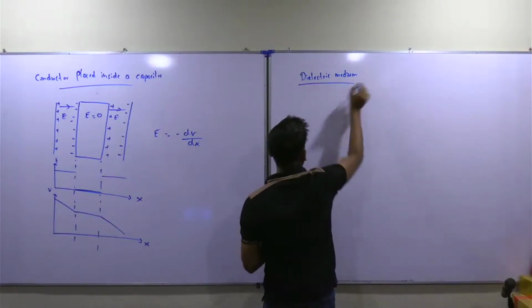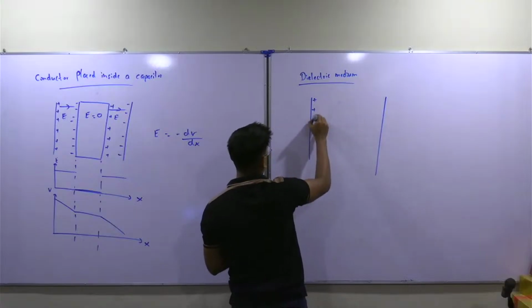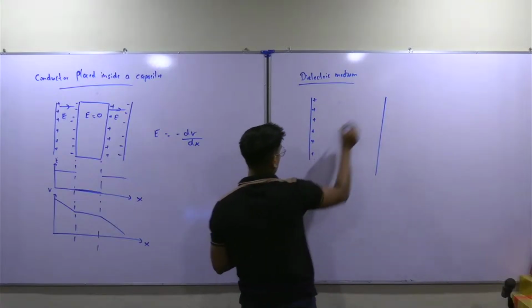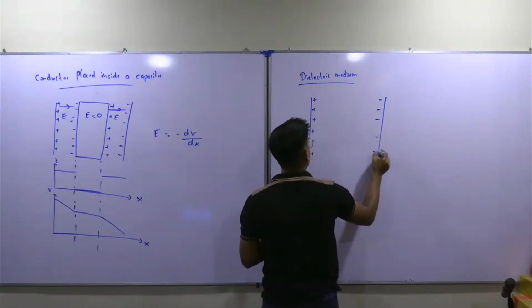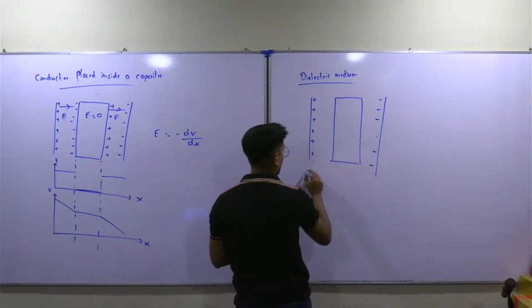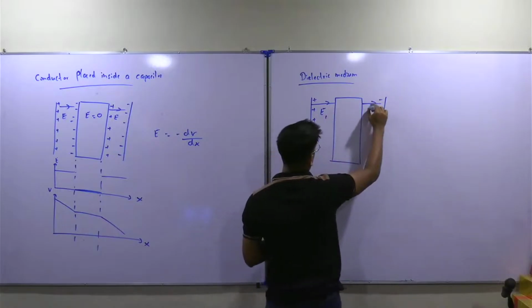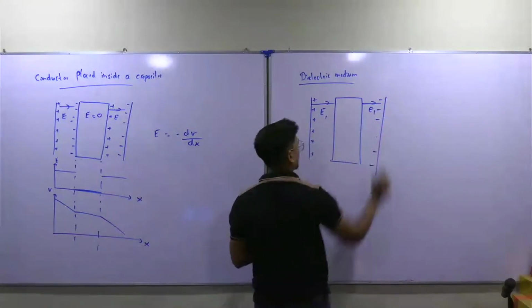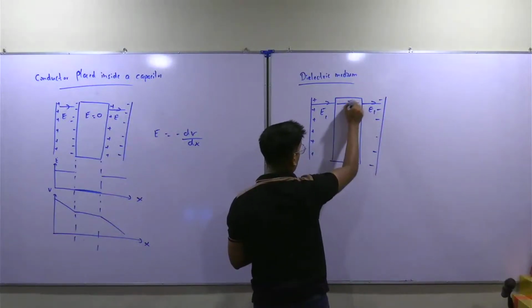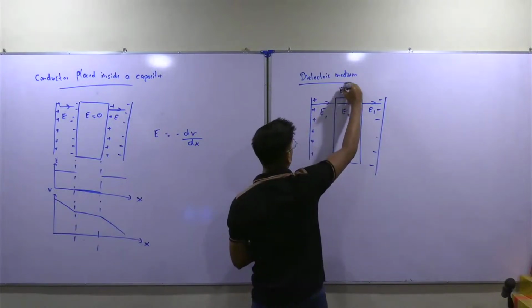Inside a capacitor, let's say this plate is positive and this plate is negative. You place a dielectric medium. From here to here, there will be electric field strength. The same electric field will be there from here to here. From here to here, there is electric field strength, but this is lesser than E1.